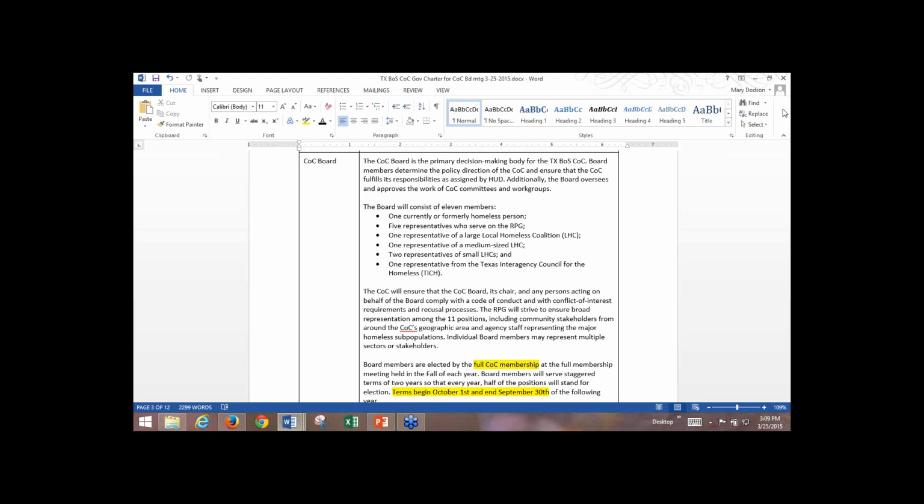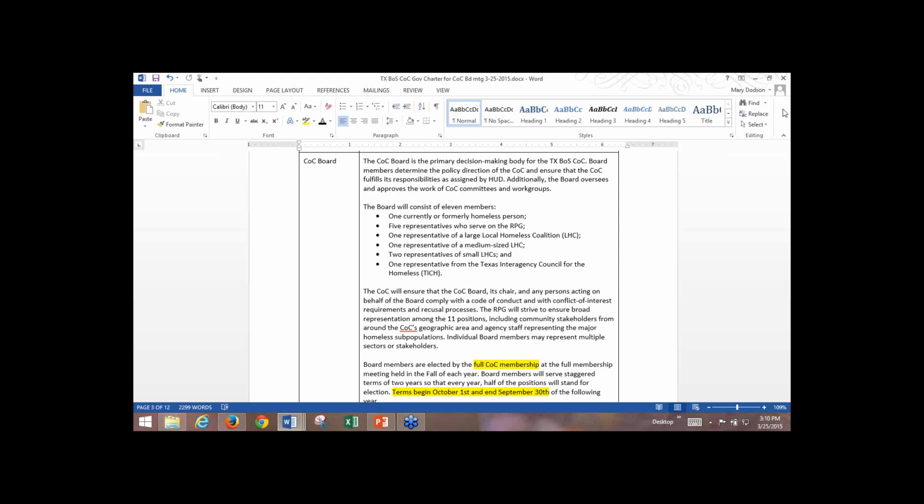We feel like this proposed governance structure is more in line with what HUD has asked COCs to use for their decisions and the creation of policies and procedures.